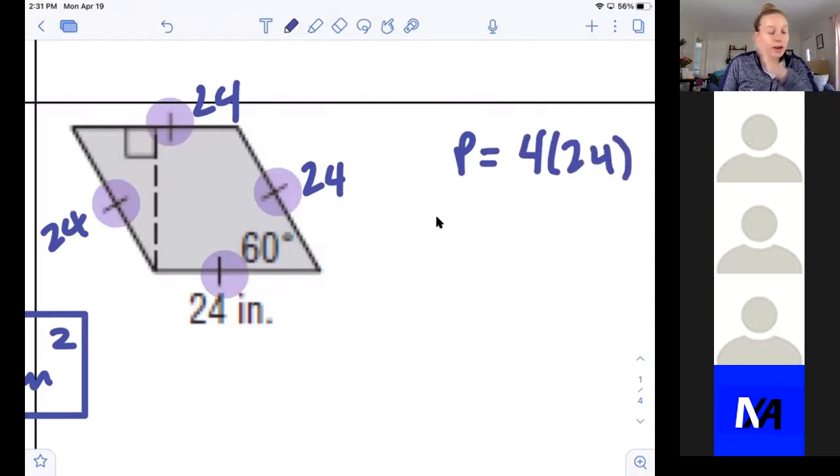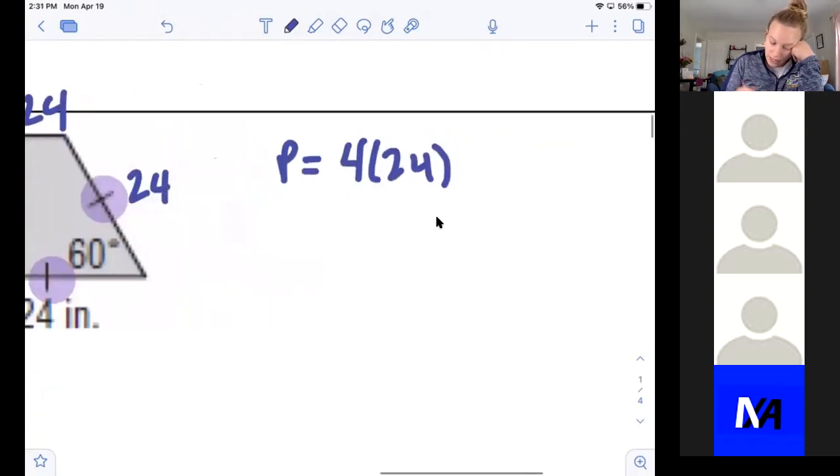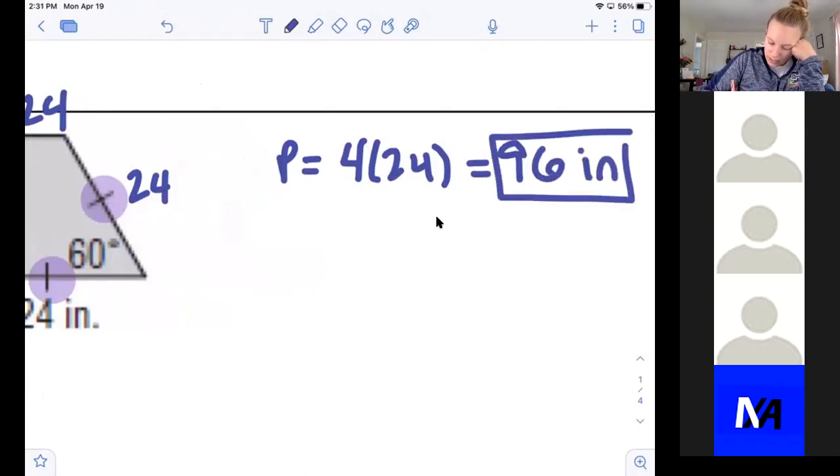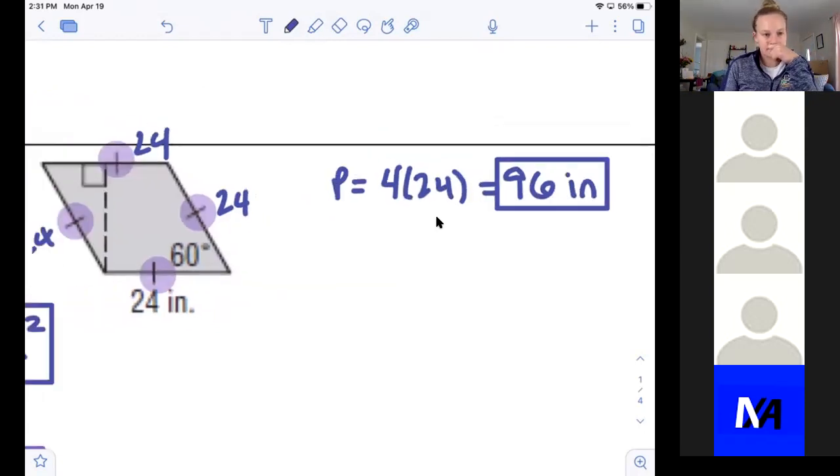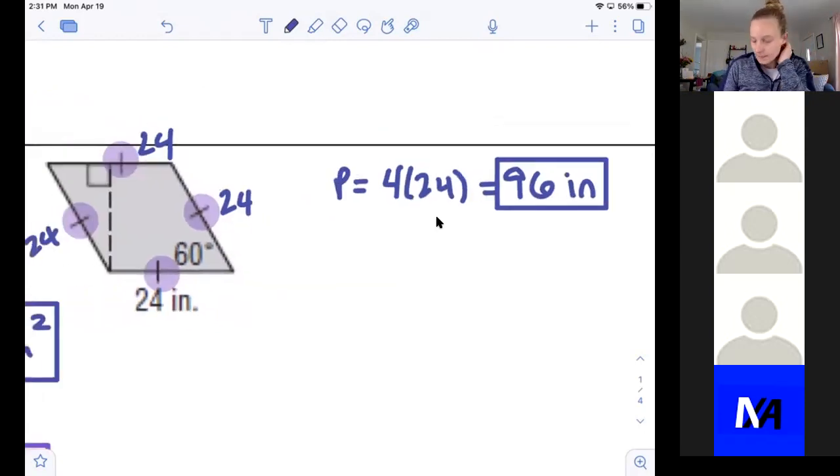Again, I like to do whichever one I can do easiest before things get really messy and really clogged up with numbers. So 4 times 24 is 96. And this unit is inches, and perimeter is just inches, not squared, not cubed, no nothing. Okay, 96 inches. All right, pretty easy. Any questions yet?